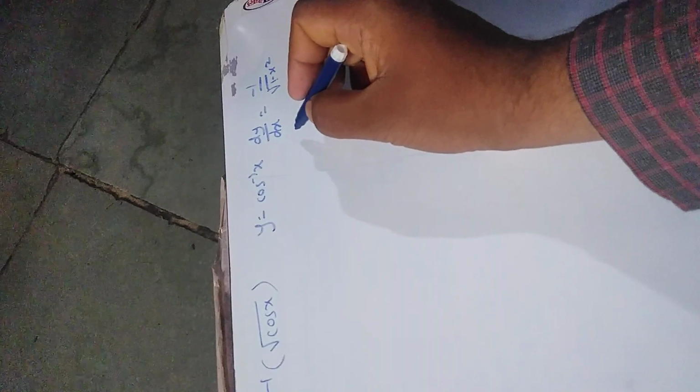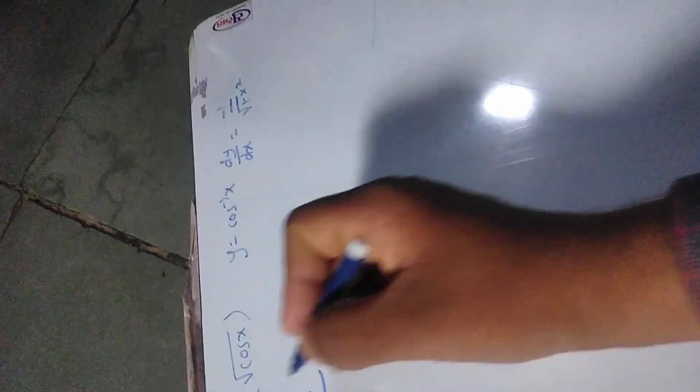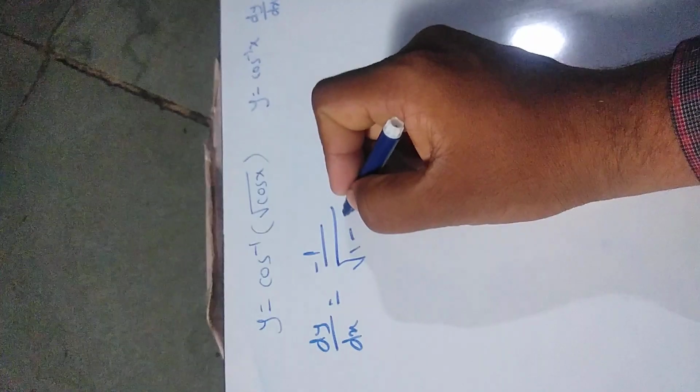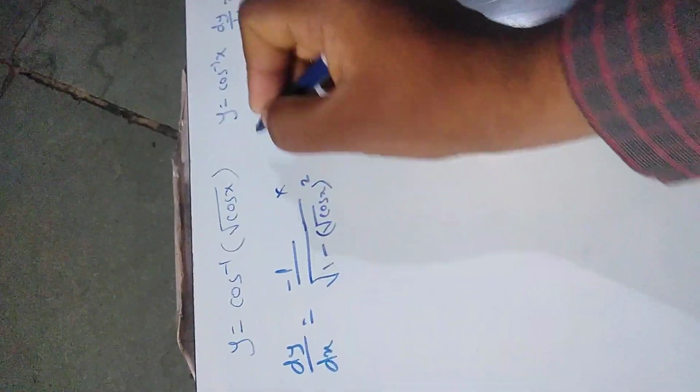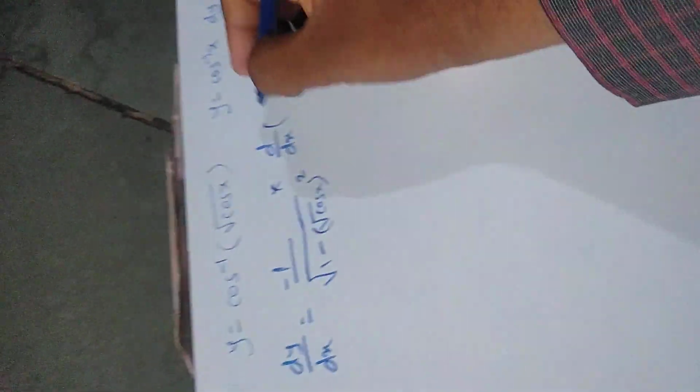For this type of example, we have its derivative given by dy by dx is equal to minus 1 upon under root of 1 minus x square. So over here we will use the same formula, that is for cos inverse x, dy by dx is equal to minus 1 upon under root of 1 minus x square. So differentiating with respect to x, dy by dx is minus 1 upon under root of 1 minus x square, that is under root of cos x whole bracket square into derivative of under root of cos x.